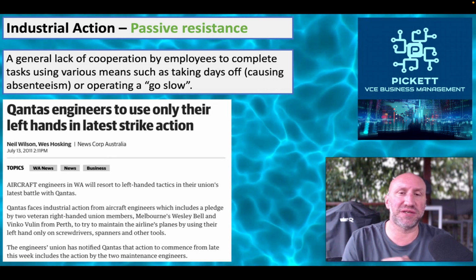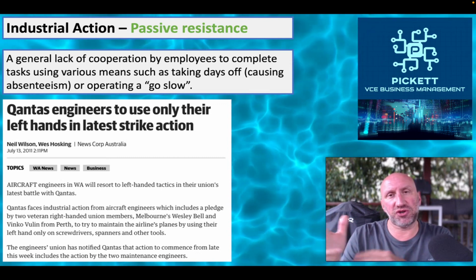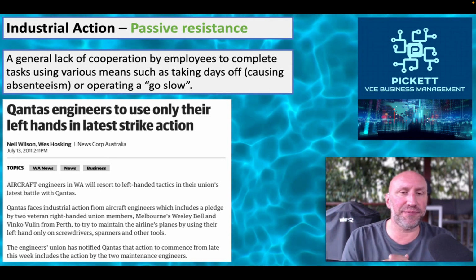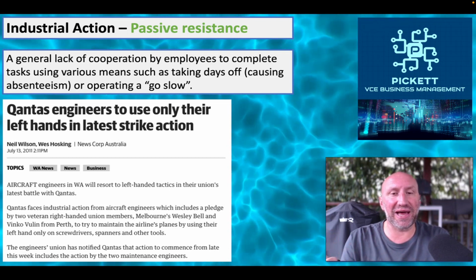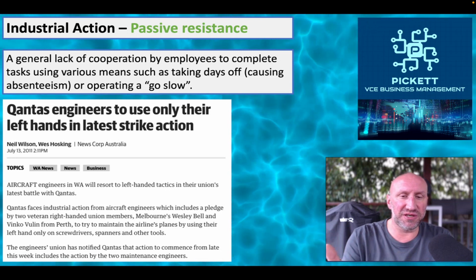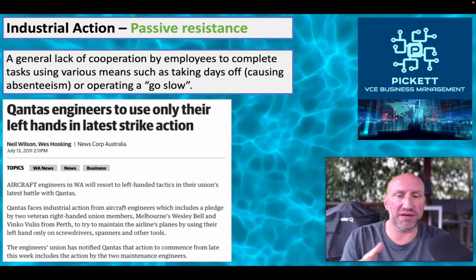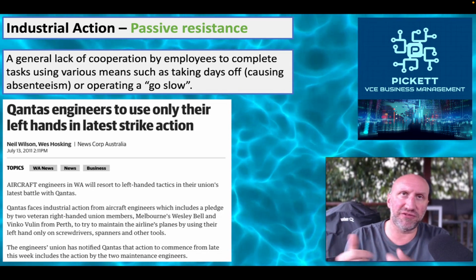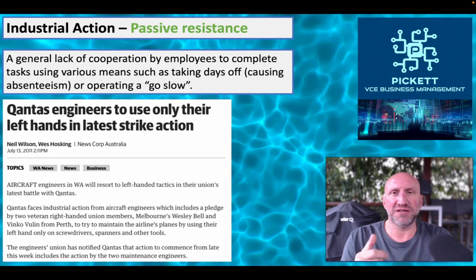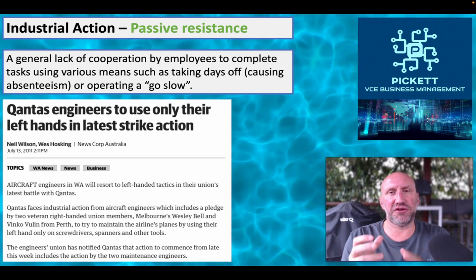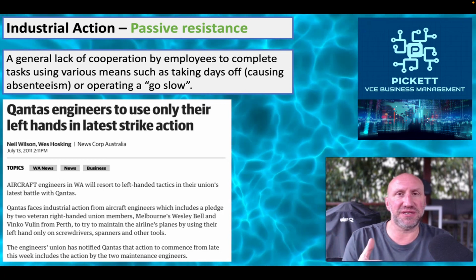Qantas engineers had a drama over the next enterprise agreement they were trying to negotiate at that particular time. And what they did, the engineers all decided to use their non-preferred hand to do their work. So you can see in there, maintaining the airline's planes by using their left hand only, I guess if you're right-handed, and the other way around if you were left-handed, with screwdrivers, spanners and tools and that sort of thing. So they were still doing their work, but obviously if you're using your non-preferred hand, it's going to take you a lot longer and that impacts the business.